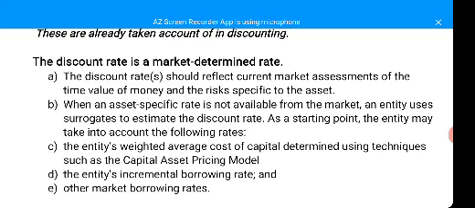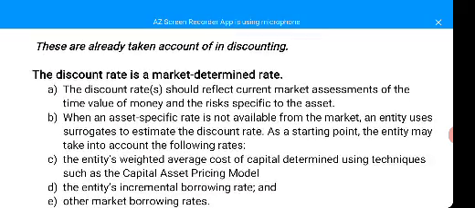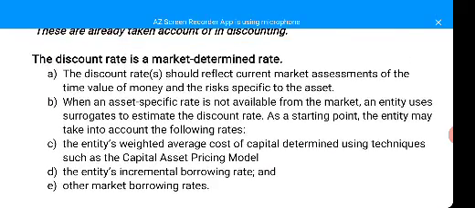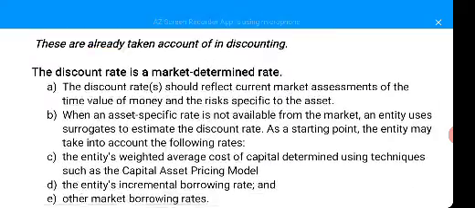The discount rate is a market determined rate. So our discount rates, I say all these items have already been taken into account in discounting. In our exam questions, we'll be given the discount rate. Most cases we will not be required to compute it. So our discount rate might be any of these three items.